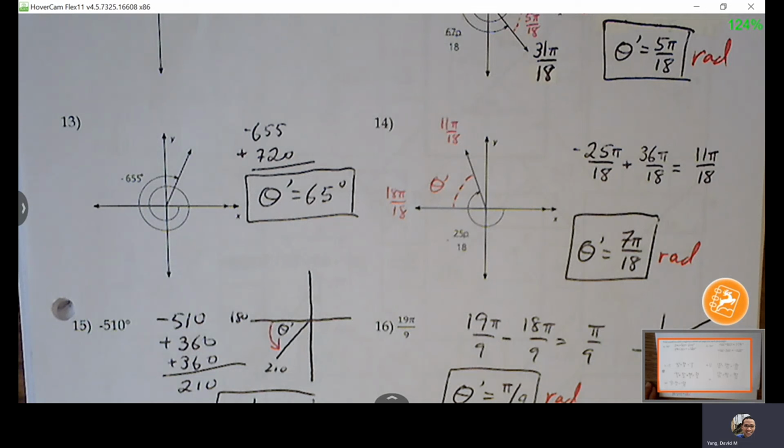Question? I put it in degrees. Yeah. If you want to do everything in degrees and then push it back in terms of radians, that's fine as well.